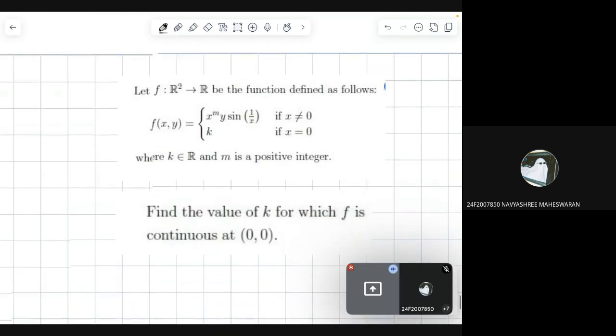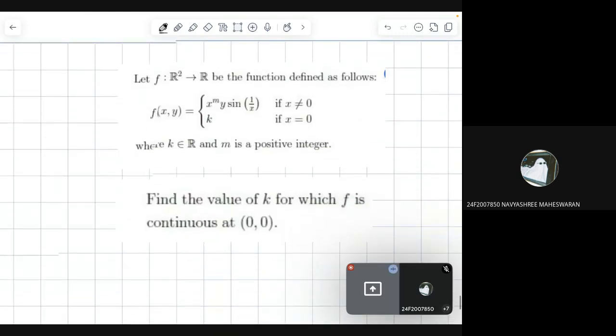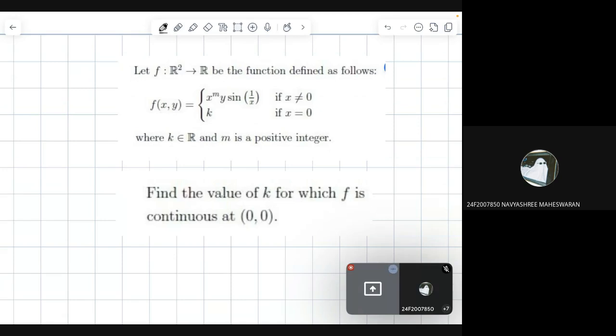So now we have the last question for today. Let f be a function from R2 to R defined as follows: f(x,y) is equal to x to the power m times y sine 1 by x if x is not equal to 0, and k if x is equal to 0, where k is a real number and m is a positive integer. We find the value of k for which f is continuous at (0,0).